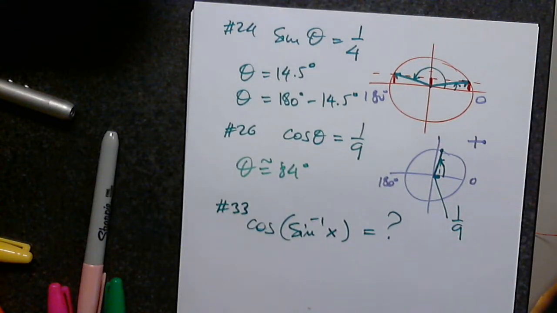So cosine is not positive? Yes, because cosine is measured on the x-axis. So would it be two answers for? Yes, but we are specifically told between 0 and 180.